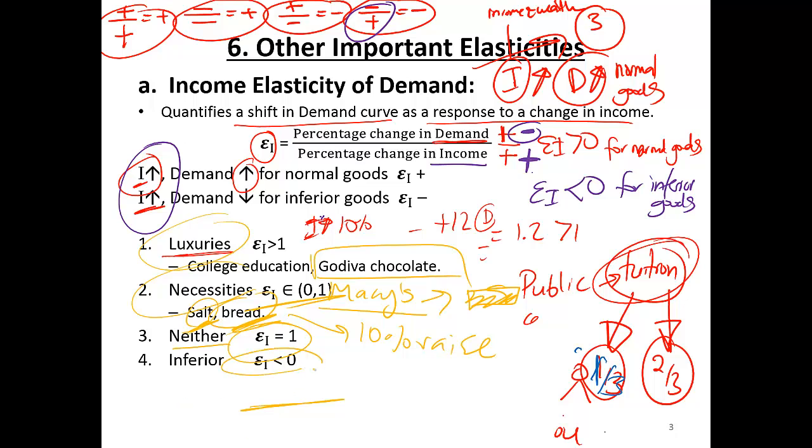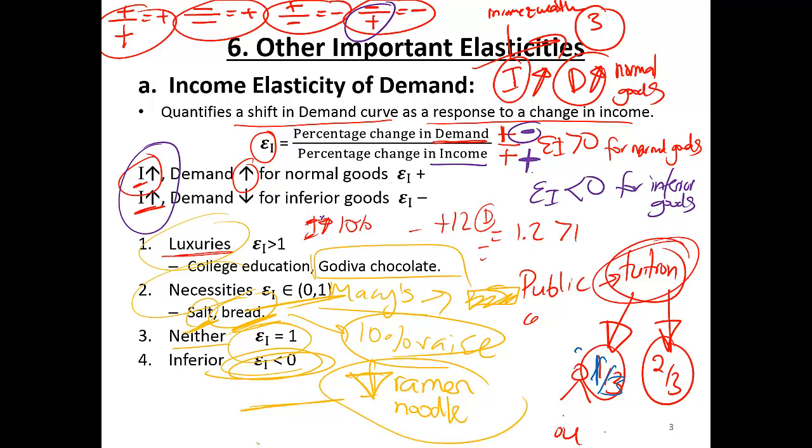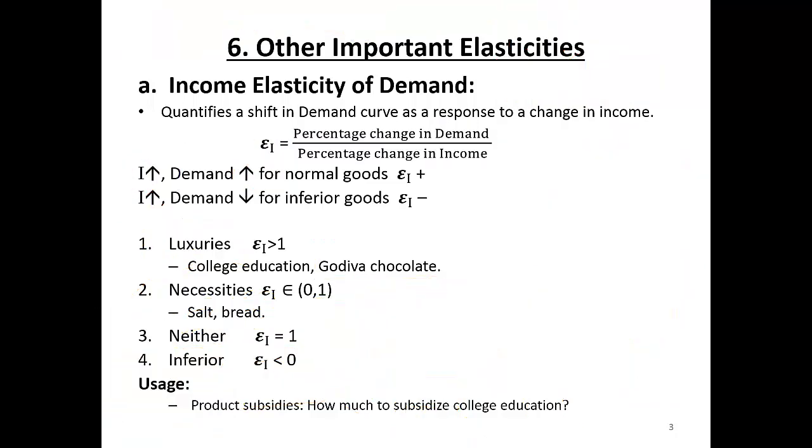Inferior goods again have negative income elasticity of demand. That means if I get a raise, I'm going to drop my ramen. It sounds like ramen noodle consumption. I'm going to drop it. So the usage of income elasticity of demand is usually product subsidies.